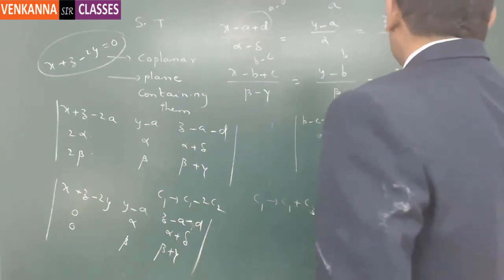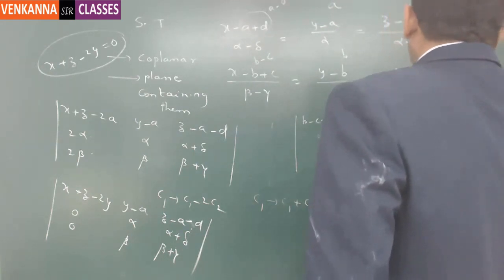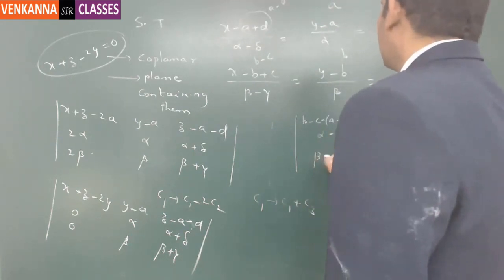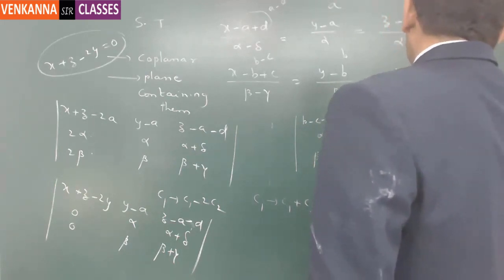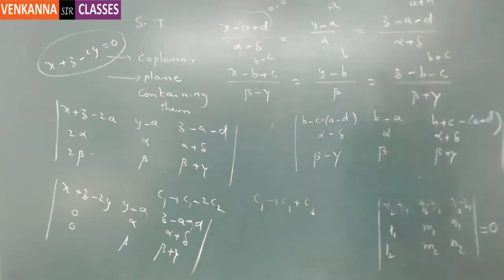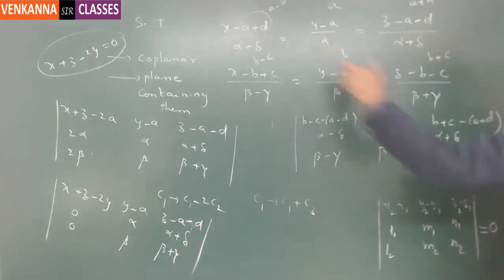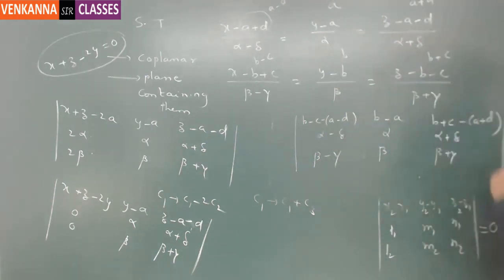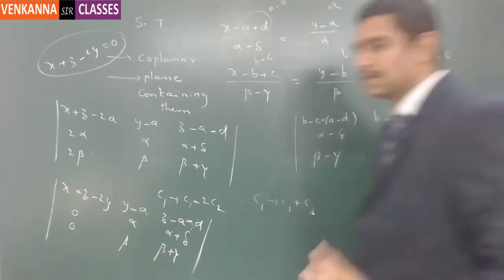Alpha minus delta, alpha, alpha plus delta, beta minus gamma, beta, beta plus gamma. So these denote x2 minus x1, y2 minus y1, z2 minus z1, L1, M1, N1, L2, M2, N2. Simply expand the determinant, the result will be 0. That's it.